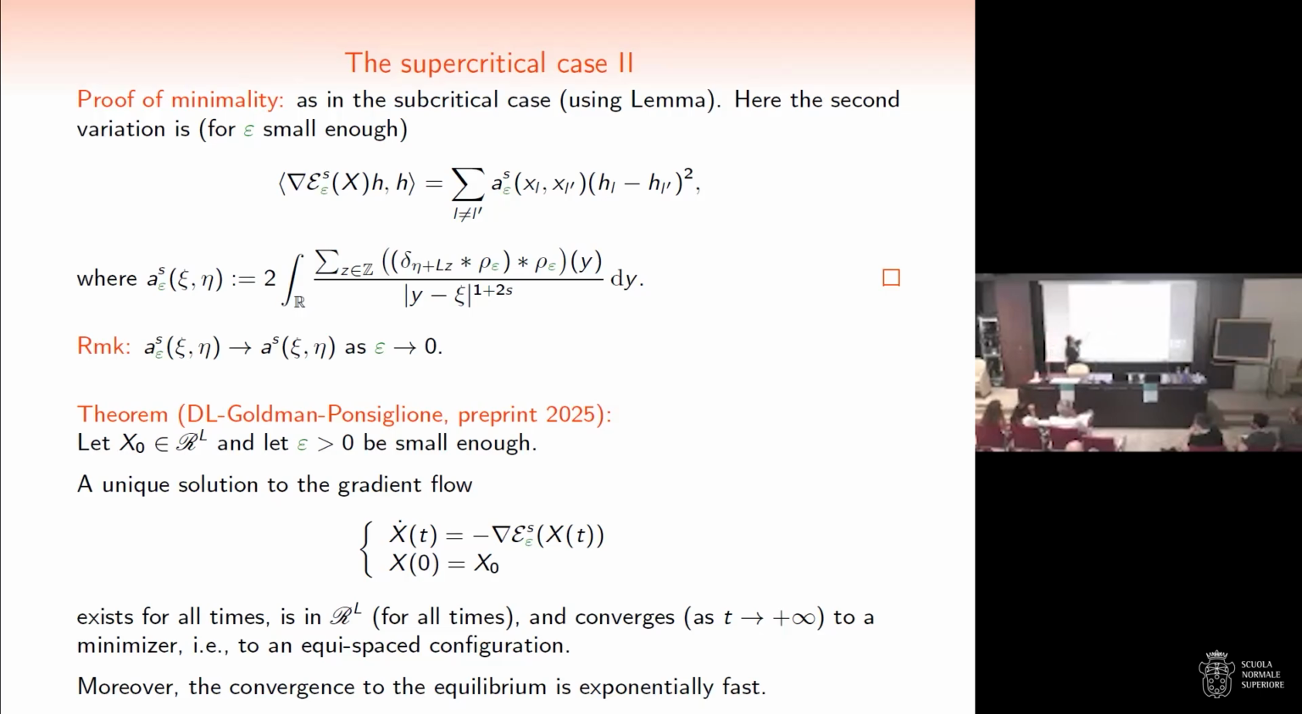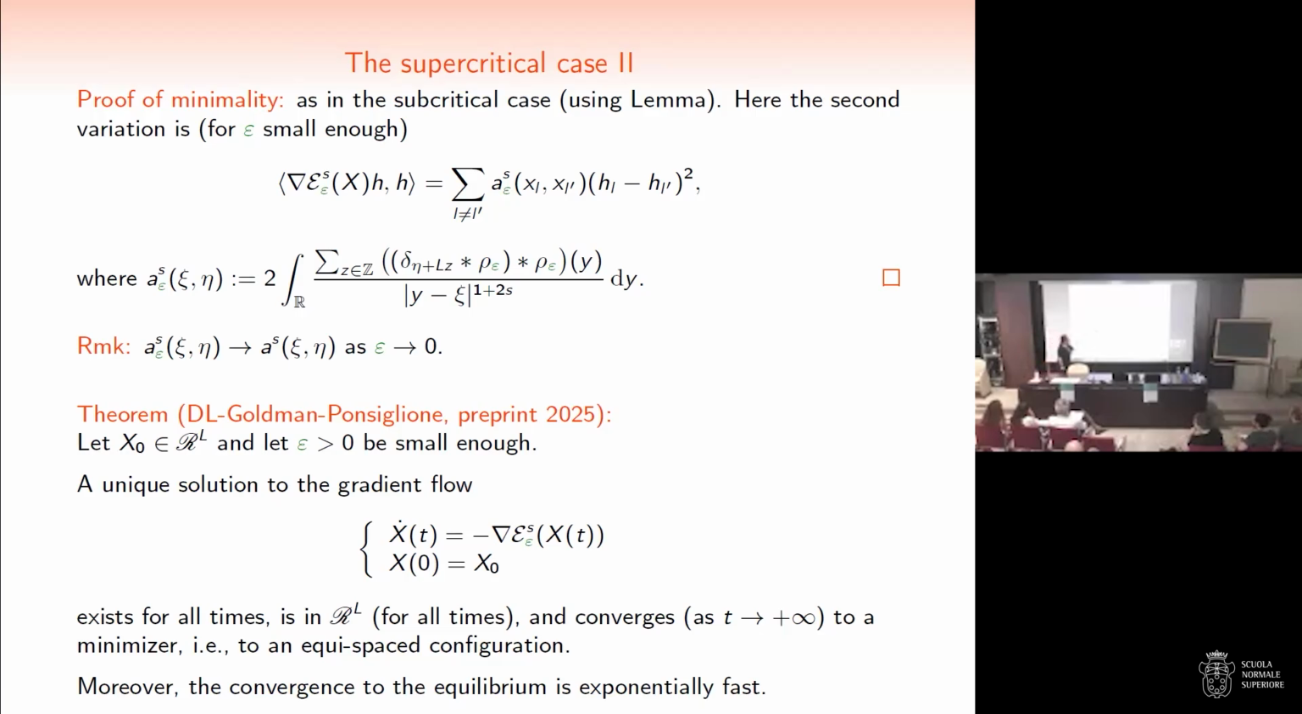And this is telling me one thing: it's true. For s larger than 1/2, the energy is plus infinity. The first variation is plus infinity, but the second variation is finite. So this is the important part, for instance, to prove the uniqueness of the minimizer, but also the exponentially fast convergence. And in this case, we are able to prove the same dynamic result.